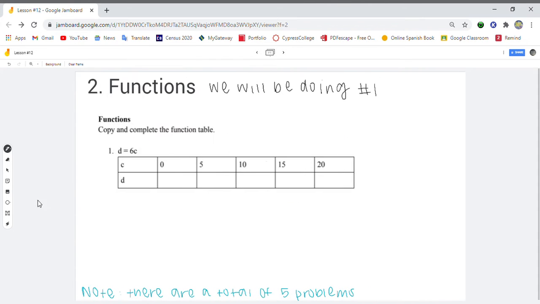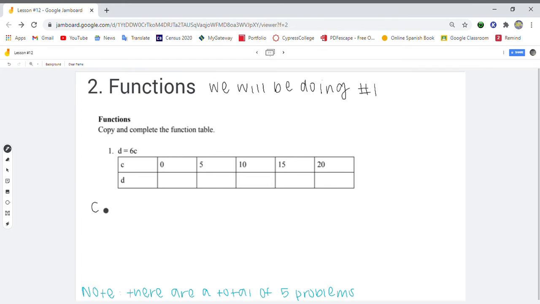So the second section is functions, and we'll be doing number 1. It says copy and complete the function table. Something to note is that there are a total of 5 problems, and I'm just doing number 1. So the function that we're given for number 1 is d equals 6c. And we're given these different values of c, and we're trying to find out what the d value is for each value of c. So let's just go down the list.